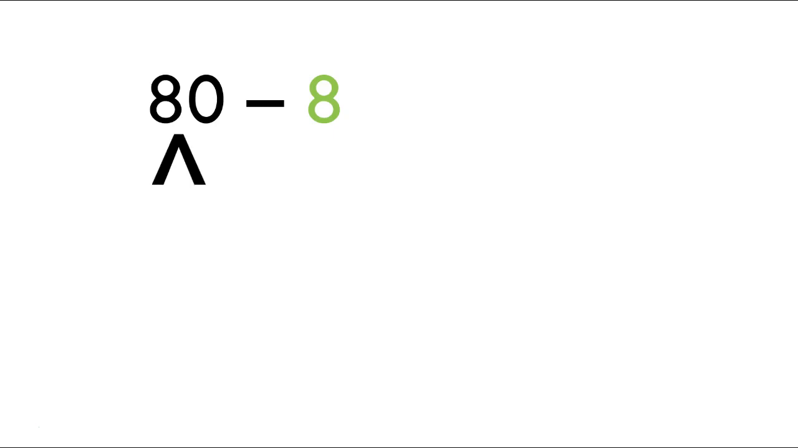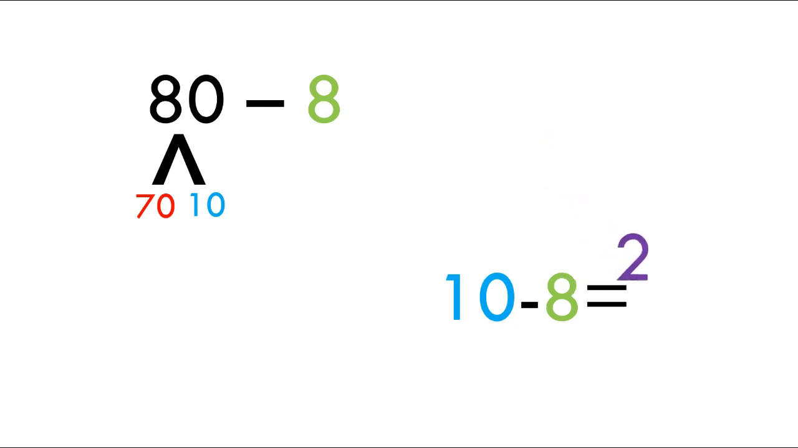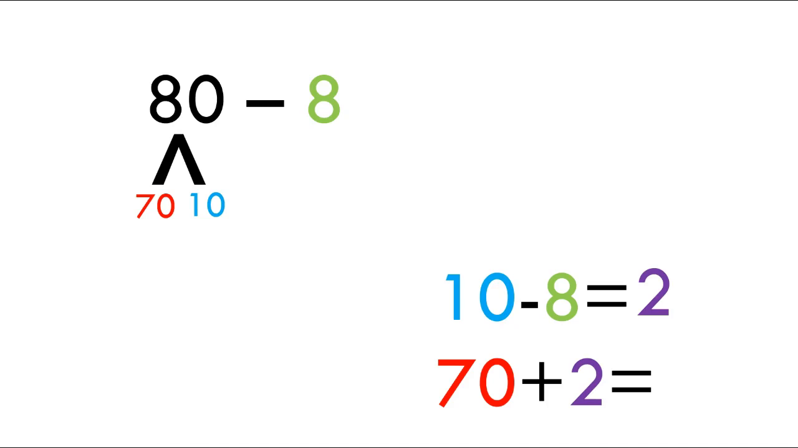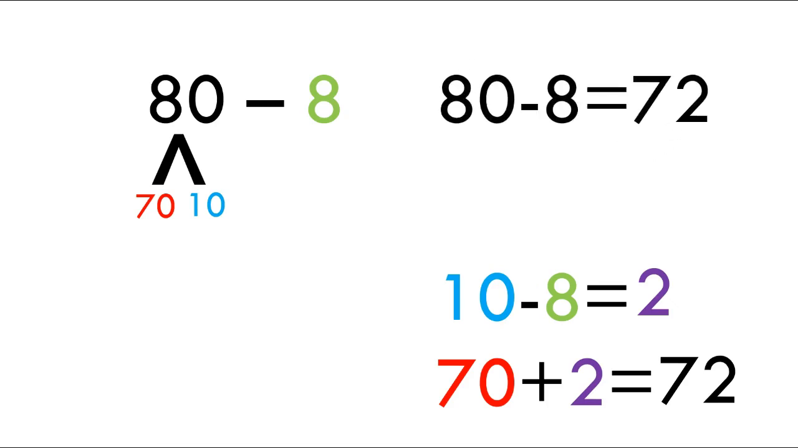Okay, so when you broke up the 80, did you break it up as 70 and 10? What did you write down as your first number sentence? Did you write 10 minus 8? What is 10 minus 8? 2. Very good. Okay, so what was our next number sentence? Did you write down 70 plus 2? 70 plus 2 is 72. If this is what yours looks like so far, give yourself a kiss on the brain. So now we know 80 minus 8 is 72.